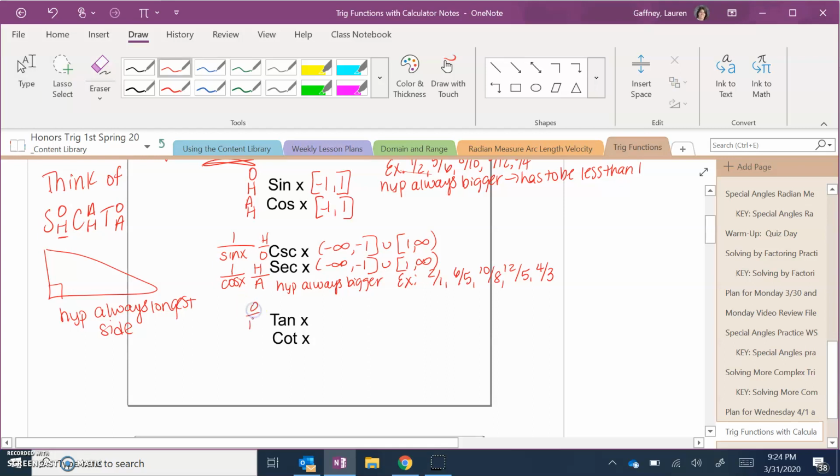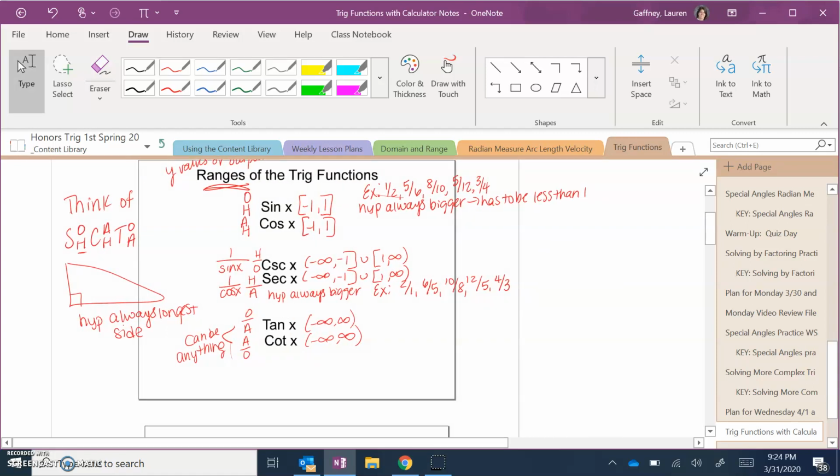Now, tan is opposite over adjacent, and cotan is just adjacent over opposite. Think about this. The opposite and adjacent side can be anything they want. It's not like one has to be bigger and one has to be smaller. They could be any ratio that you could think of. It's the hypotenuse that always has to be the bigger, and it's not in those ratios. So they can be anything. These are going to be all reals for both. Now, like I said, you'll still be able to do what's coming.